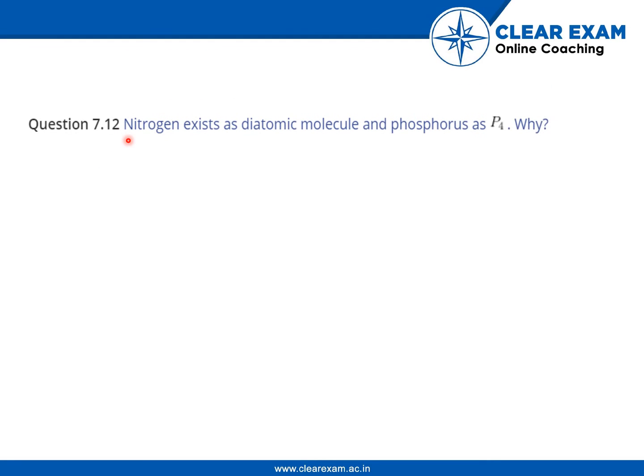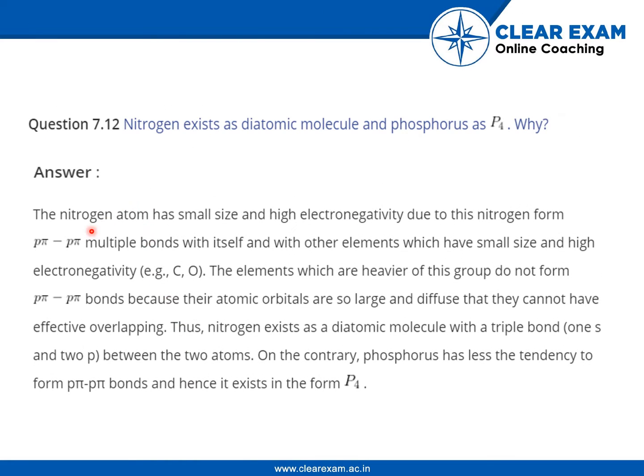The question is, nitrogen exists as a diatomic molecule and phosphorus as a tetraatomic molecule, which is P4. Why? The answer is, the nitrogen atom has small size and high electronegativity, due to which nitrogen forms pp pi bonds with itself and with other elements which have small size and high electronegativity, for example, carbon and oxygen.